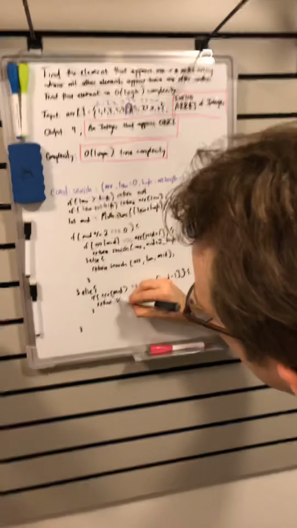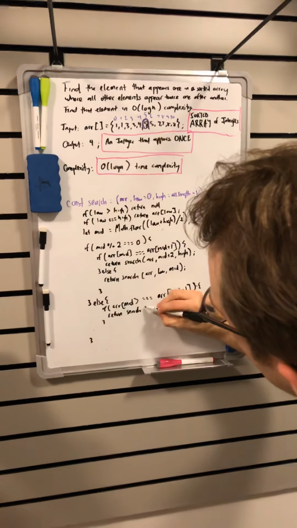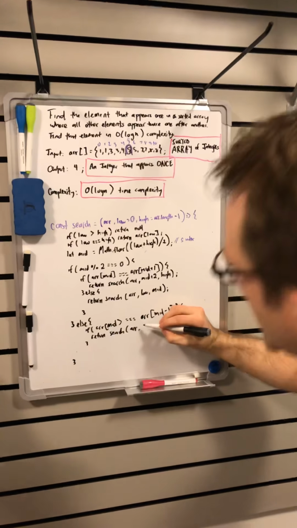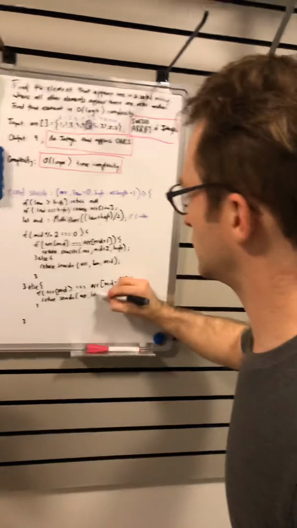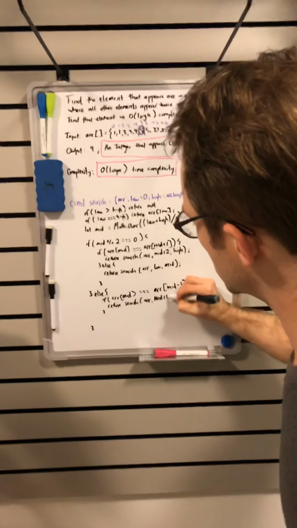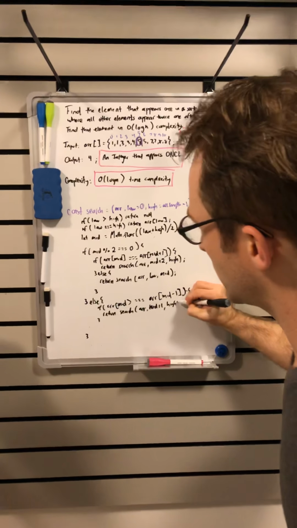So then we want to return the search at array at the mid plus 1 and the high.